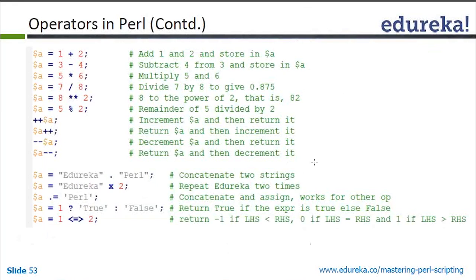Okay, this last one is a special operator in Perl, wherein if LHS is equal to RHS, then only it will return 1. And if LHS is less than RHS, it will give -1.